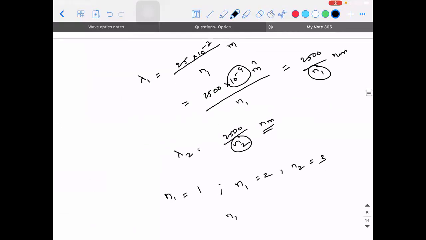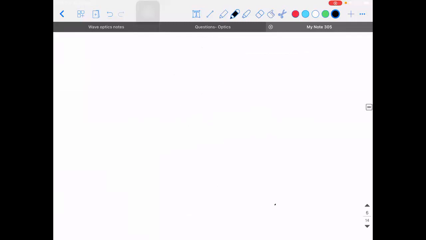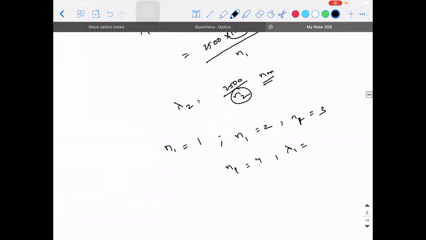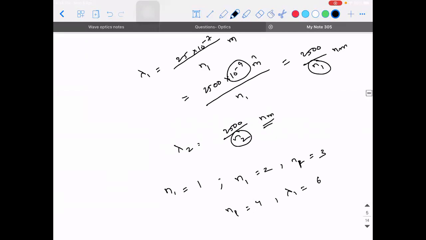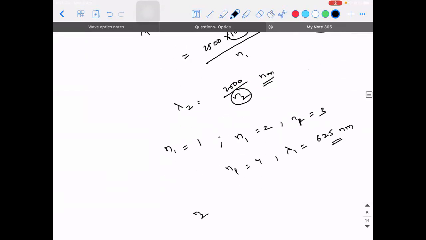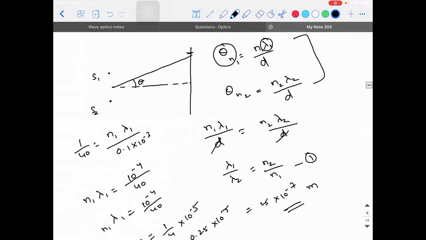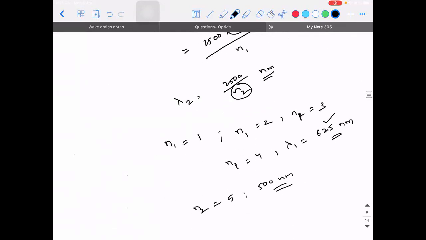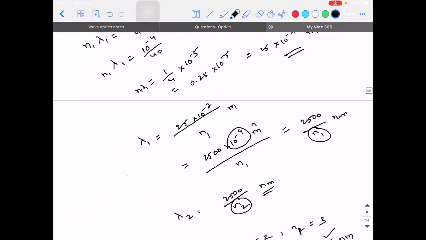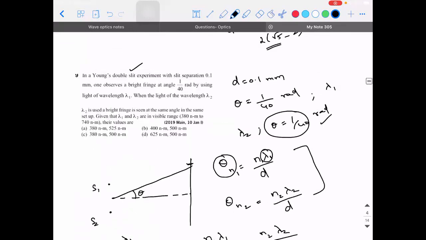So substitute some value for n1. You substitute it as 4, then what is the value of lambda 1? 625 nanometer. So lambda 1 will be 625 nanometer. Similarly for n2, you have to substitute a value greater than 4. So n2 is equal to 5, we'll get 500 nanometer. So the option can either be 625, 500 or 500, 625. So match it up with the options.